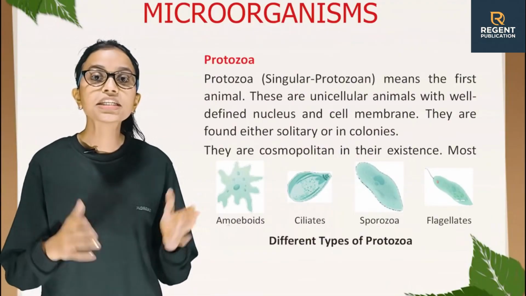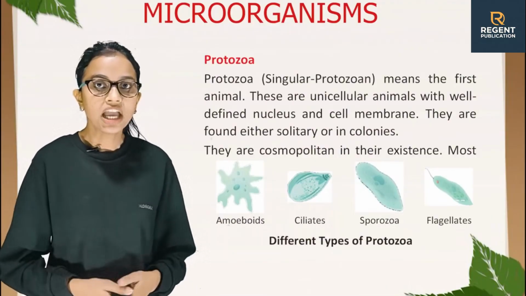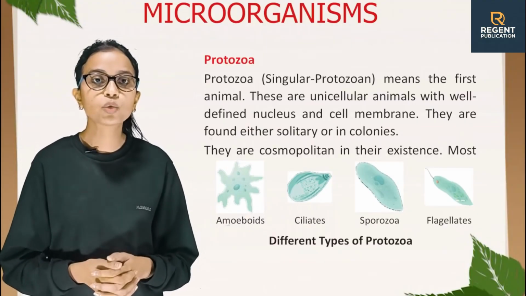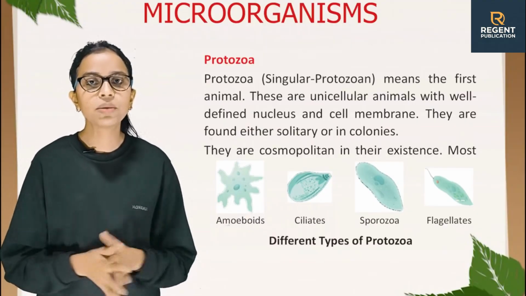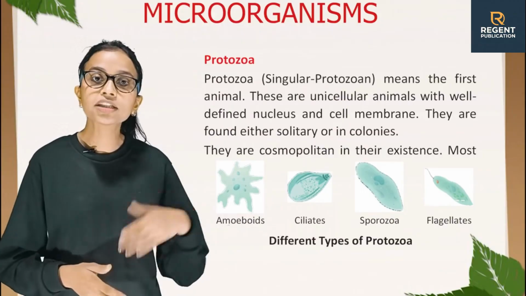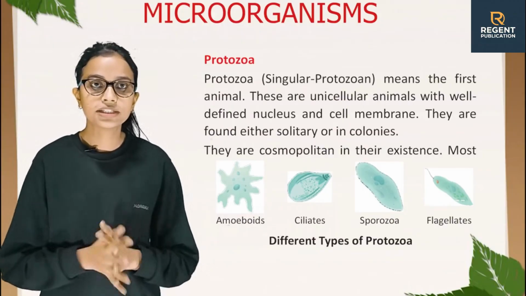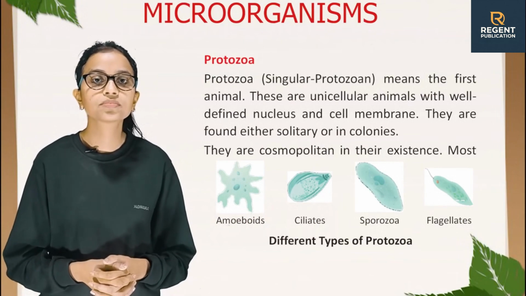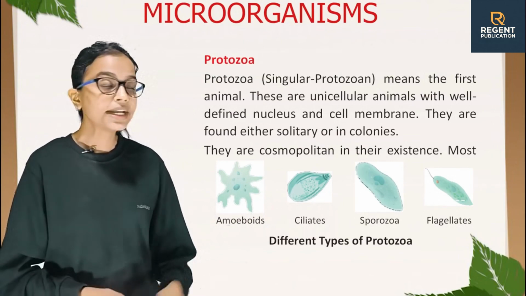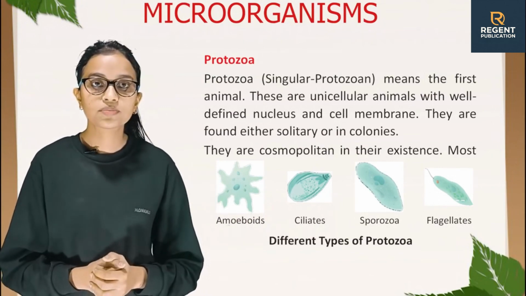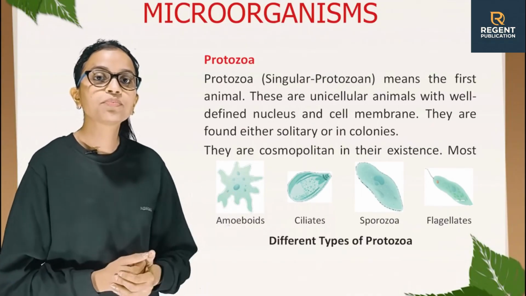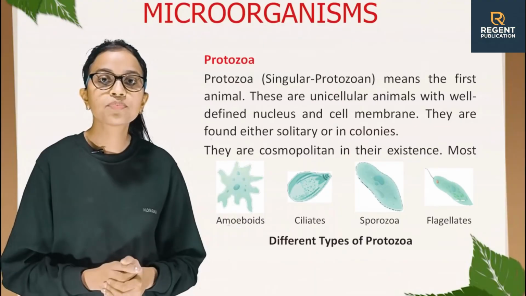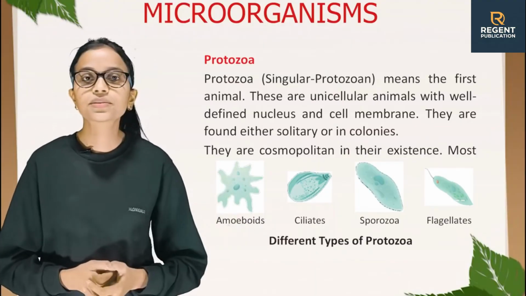Protozoa, singular protozoan, mean the first animal. These are unicellular animals with well-defined nucleus and cell membrane. They are found either solitary or in colonies. They are cosmopolitan in their existence. These are the different types of protozoa: amoeboids, ciliates, sporozoa, flagellates.